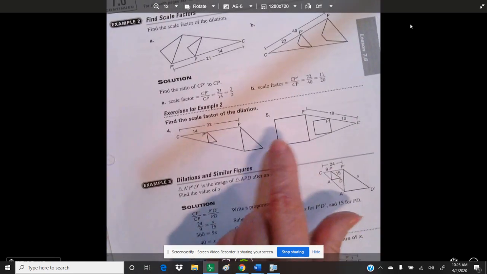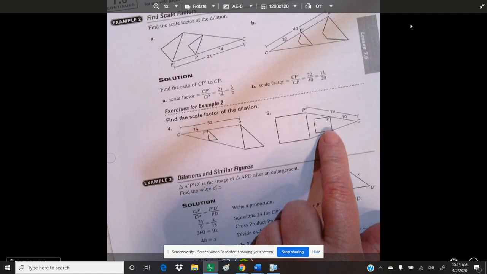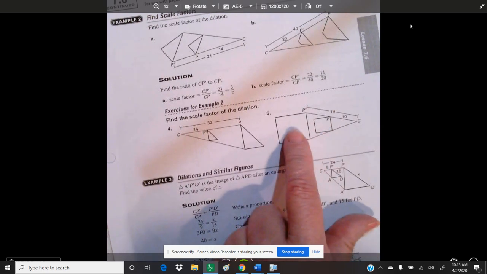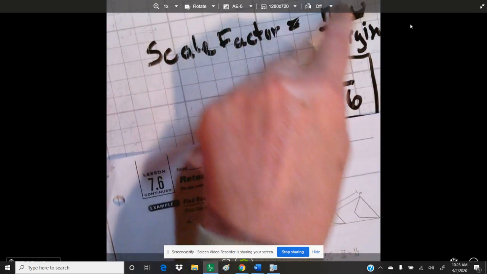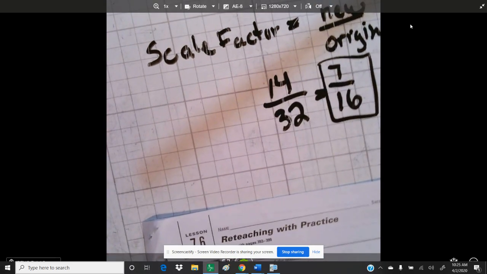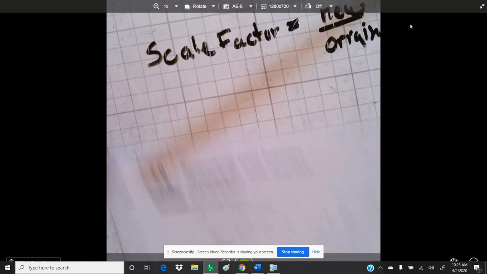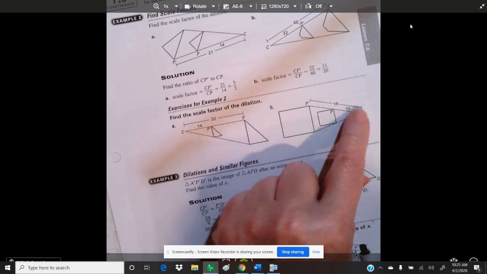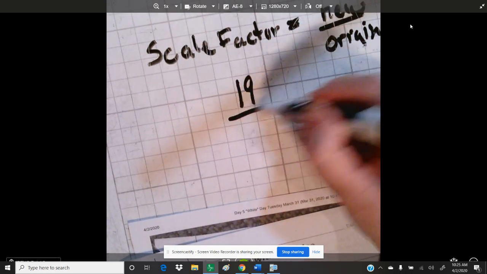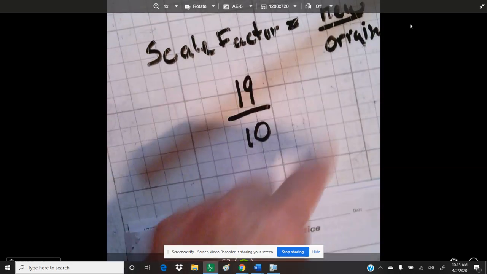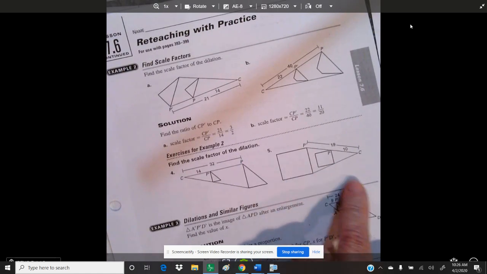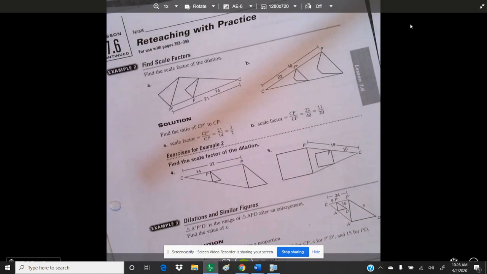Same thing on this one here now. The original is this one here. And the new one is this one here. So now it's getting bigger. It's an enlargement. So you're going to go new. Remember, it's always new over original. So on this second one here on number 5, the new is the one that has the prime on it. So that would be 19. And the original is 10. So that would be your scale factor, and you can't reduce that. And you notice that this fraction is bigger than 1, which makes sense because it's getting larger. And if it's getting larger, then your scale factor has to be bigger than 1.